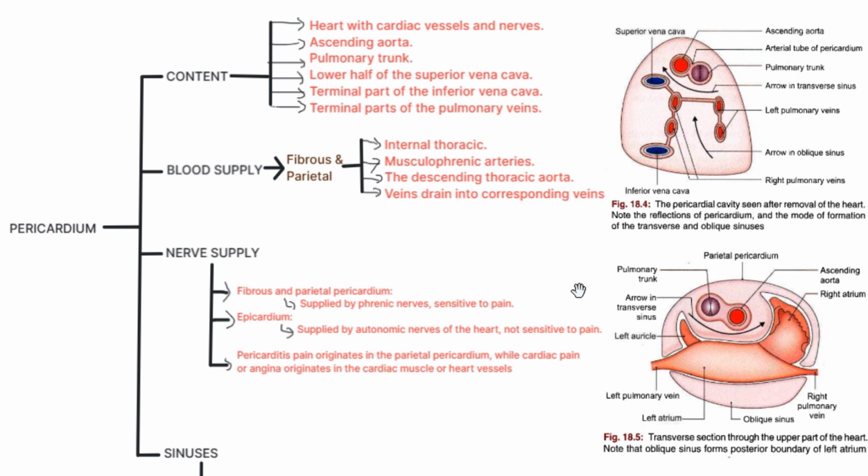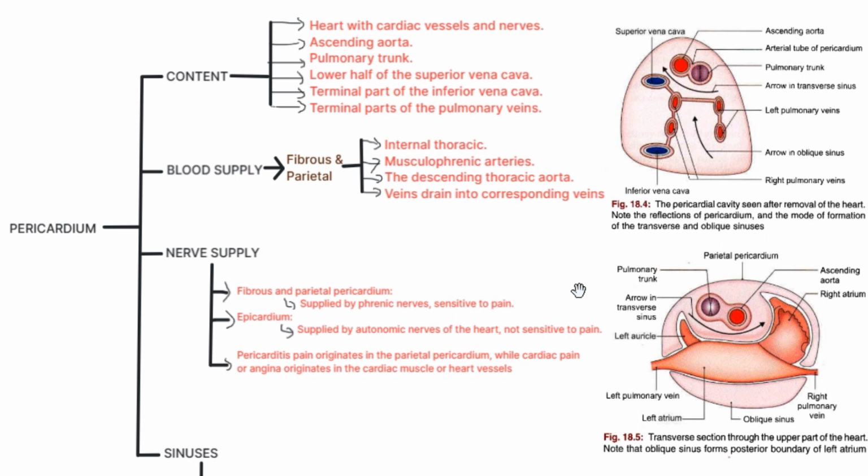Blood supply of the pericardium: it will serve your fibrous and your parietal layer, both of the layers. The fibrous and parietal pericardia are supplied by branches from your internal thoracic and musculophrenic arteries and the descending thoracic aorta, and veins that drain into the corresponding veins.